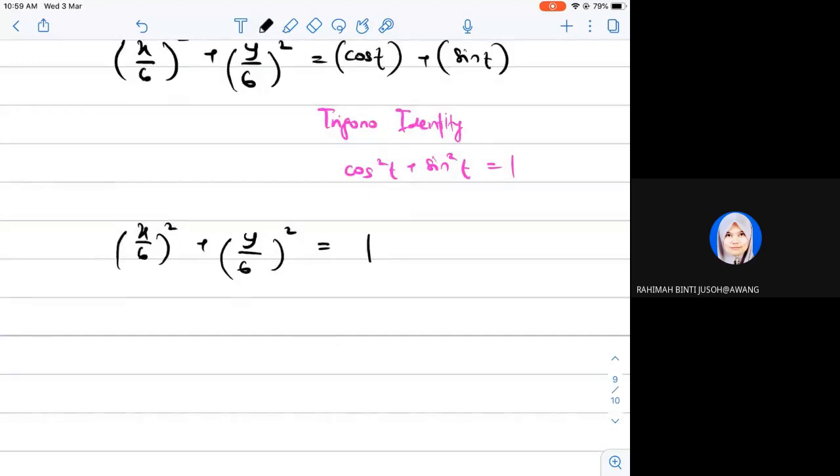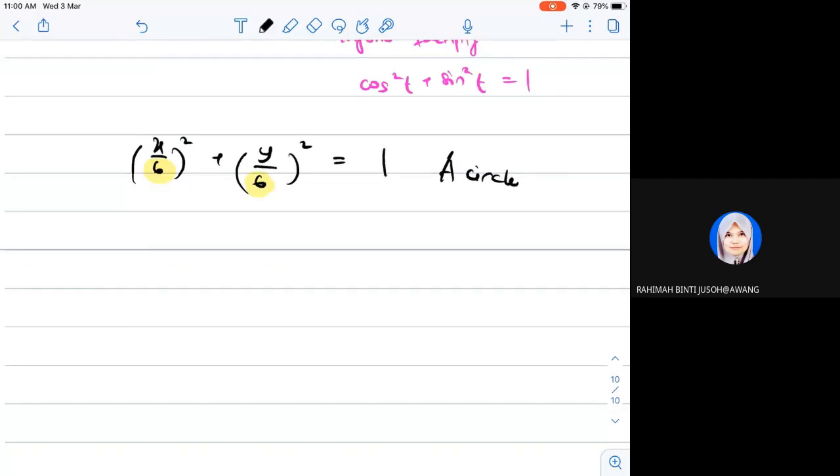So guys, what happened here? Kalau you tengok ni, the values are the same. So automatically this is a circle. Okay, in general, equation of a circle should be like this. X squared plus y squared, yes?